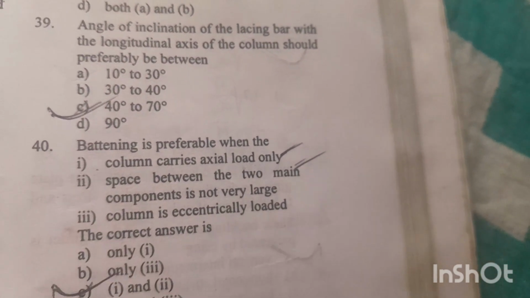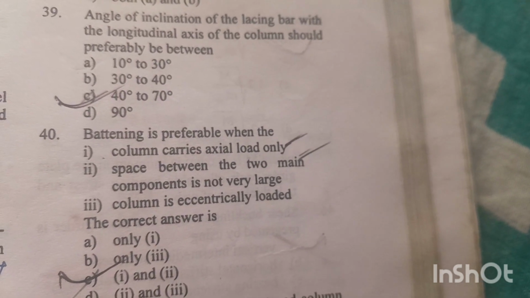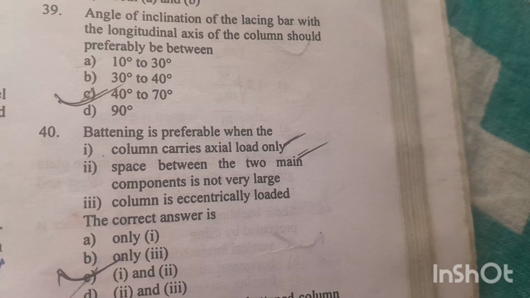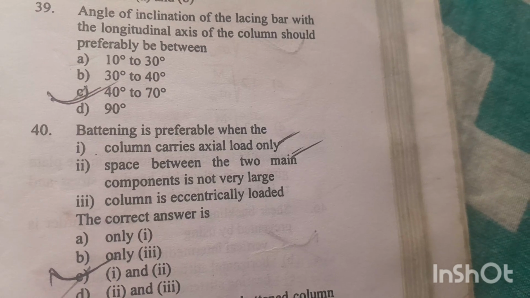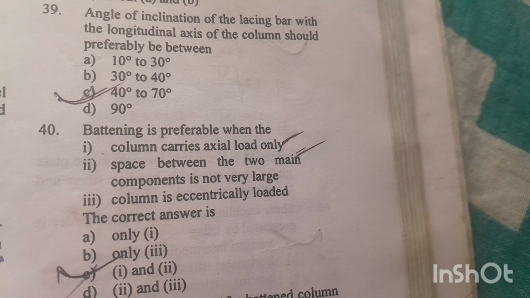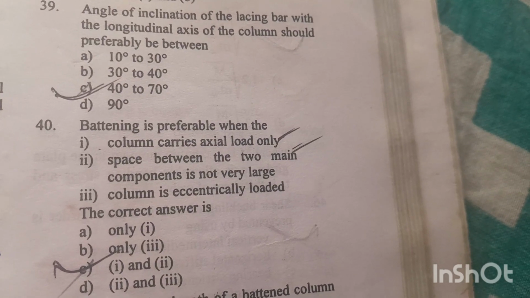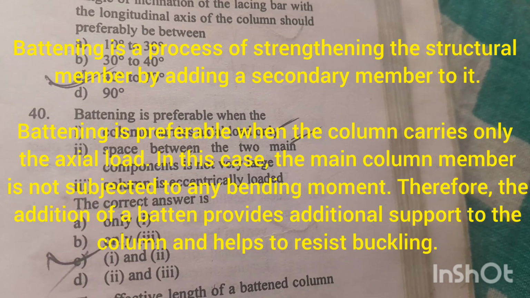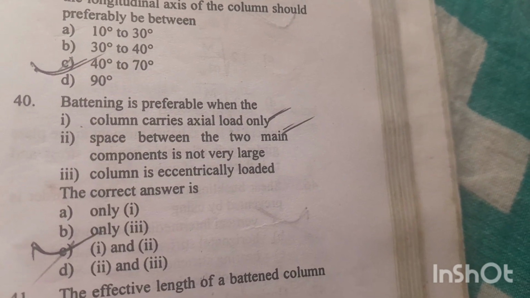Question number 40. Battening is preferable when the column carries axial load only and the space between the two main components is not very large and column is eccentrically loaded. Now, option 1: column carries axial load only, right. Option 2: space between two main components is not very large, right. Option 3: column is eccentrically loaded, no. So correct answer is 1 and 2. Option C is right answer.